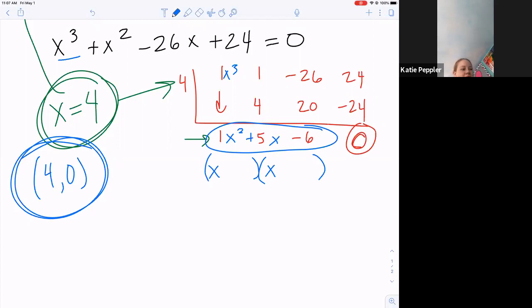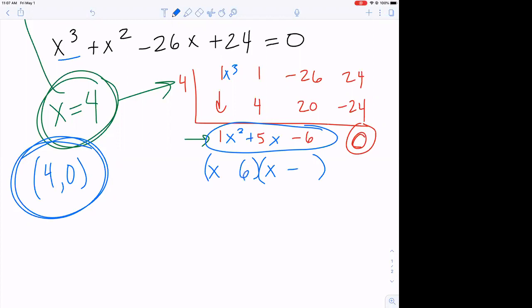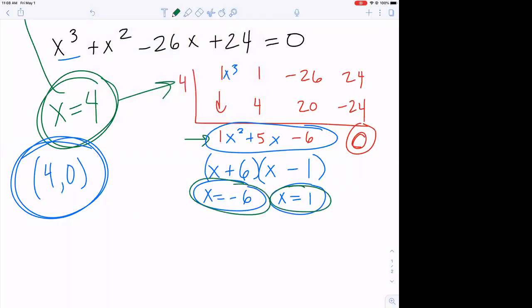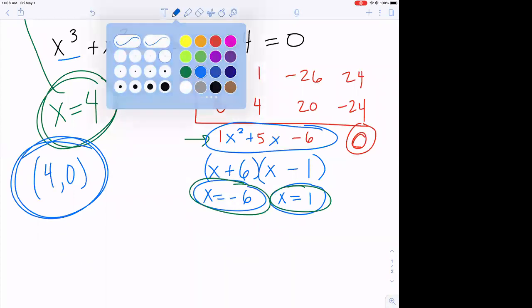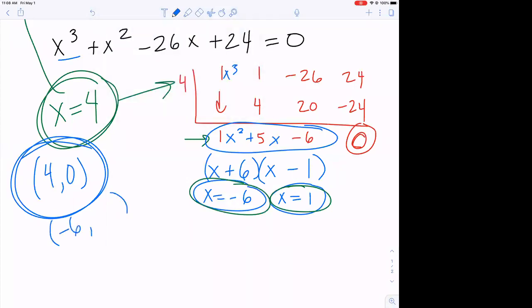6 and negative 1. Yeah, I like that. And so then we get x equals negative 6 and x equals 1. And then we got to plug those in, just like we did with the 4, and get our final answers here. So 4, 0 is one of our answers. Negative 6 comma something is one of our answers, and 1 comma something is one of our answers.